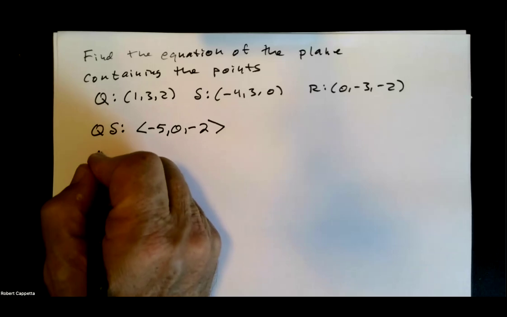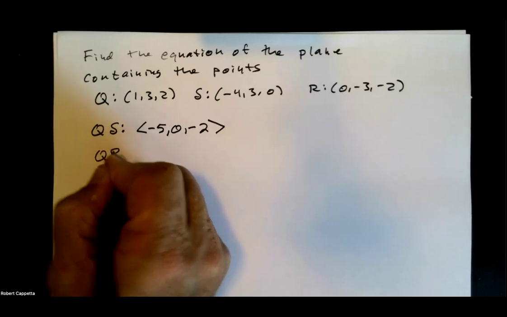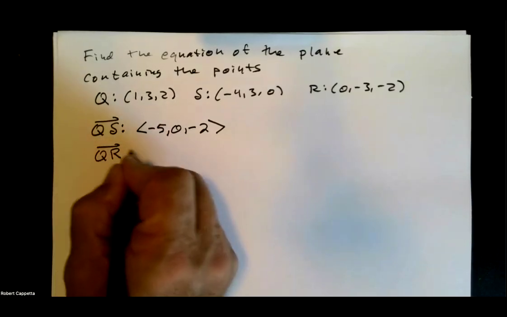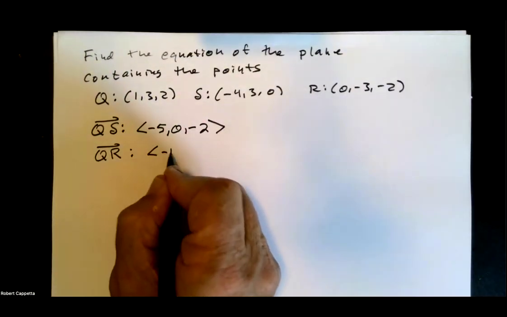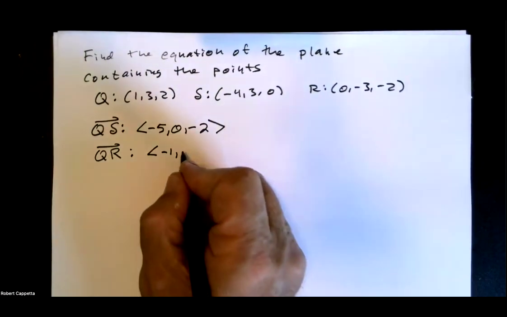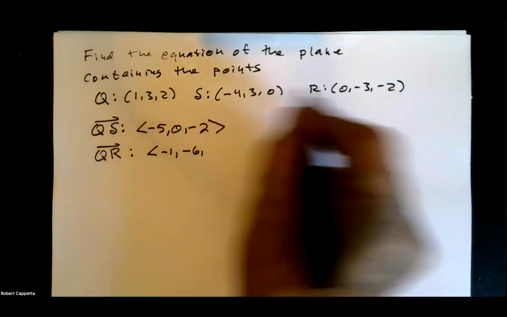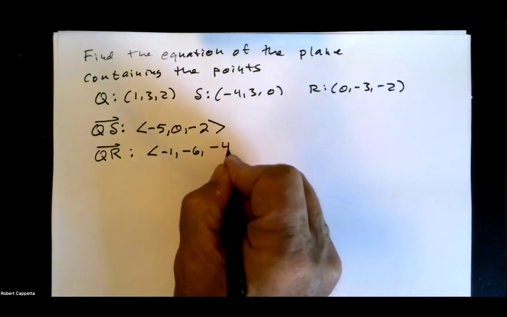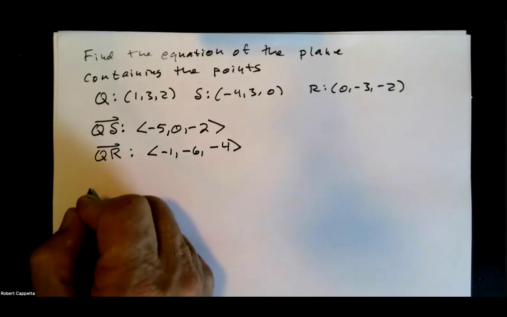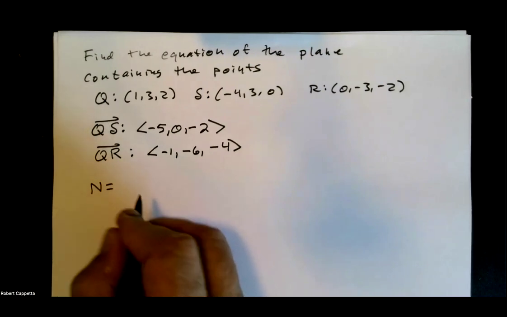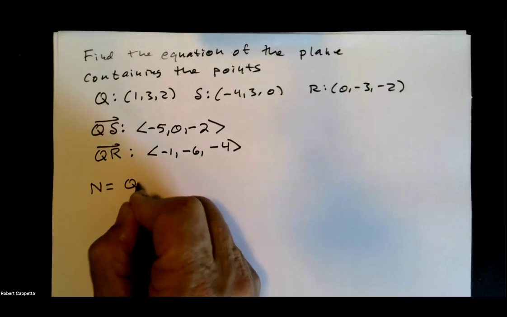I'm going to choose to do QR to get the second vector. I'll put a little hat on it to emphasize that it's a vector. From Q to R, from 1 to 0 is down 1. From 3 to -3 is down 6. From 2 to -2 is down 4. So I have vector QS and vector QR, and I want to find the normal vector to that plane. So that normal vector simply will be the cross product of QS with QR.